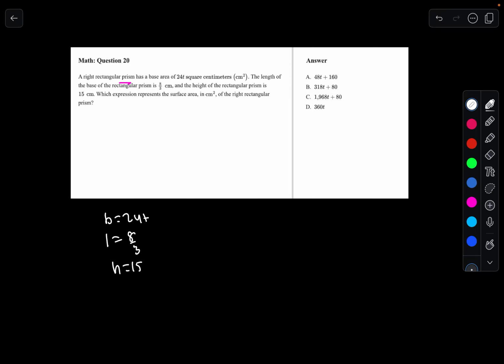So what is the surface area? We're going to find what we're actually looking for. That's the surface area of the right rectangular prism.